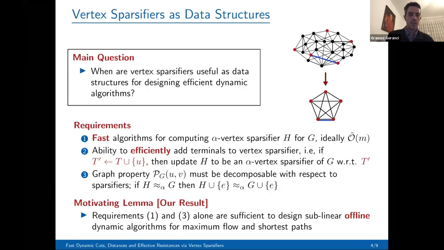When we started looking at the problem, we asked what the simplest thing you can get is. It turns out that if you just look at requirements 1 and 3, then you can get offline dynamic algorithms, for example for max flow and shortest path, which are simple and natural, but also interesting because they don't use anything about dynamization. But here you also have the requirement that all updates are given to you in advance.